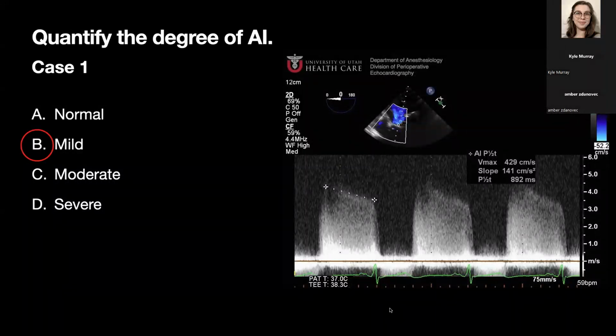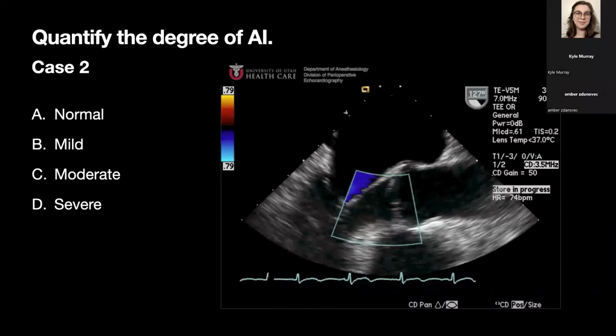By normal, did you mean this one? Yeah. But that wouldn't be there, right? There would be no regurgitation. Exactly. Yeah, I like to have fun choices. Yeah. All right.